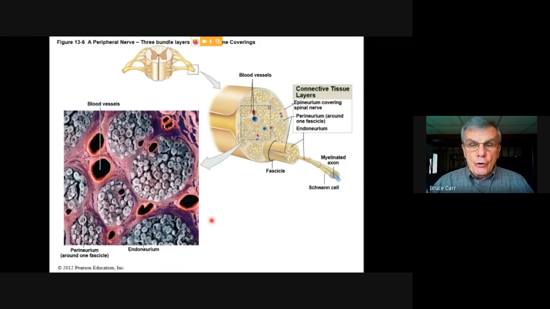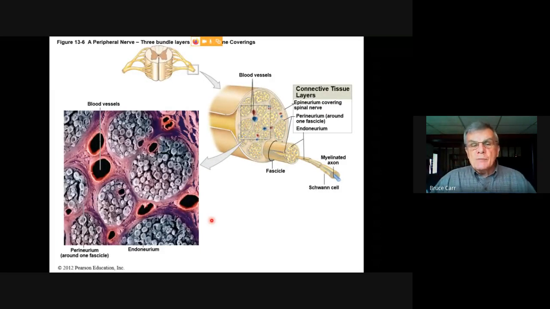When we cut across the nerve, lo and behold, we have a reminder of the naming that we did in muscles. Do you remember how there was a muscle, and then there was a fascicle, and then there was a fiber? The muscle was covered with an epimysium, then it went to a perimysium, then it went to an endomysium.